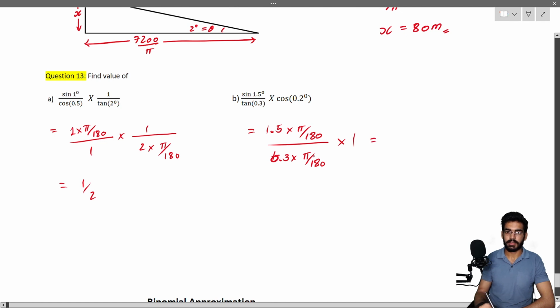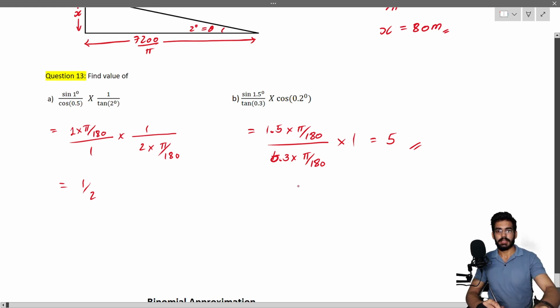Okay, so if you solve this 1.5 by 0.3, that is 5. I hope you have got both examples. Now, next our topic is very small, so we're going to cover it in this video only. And what is that?